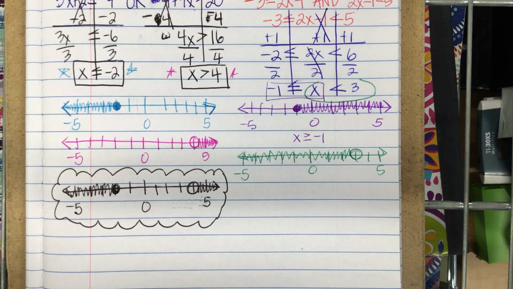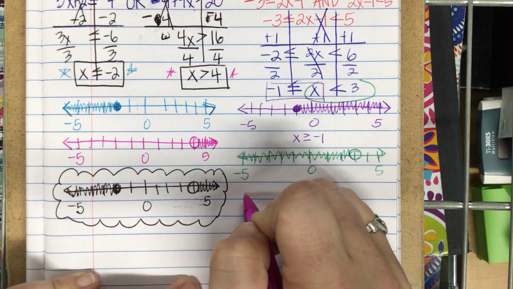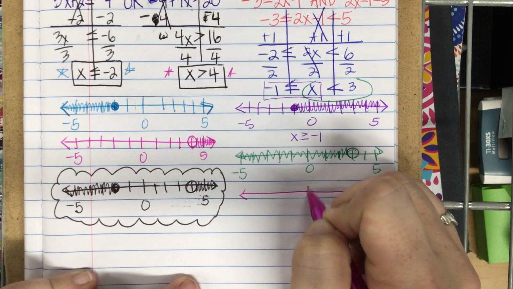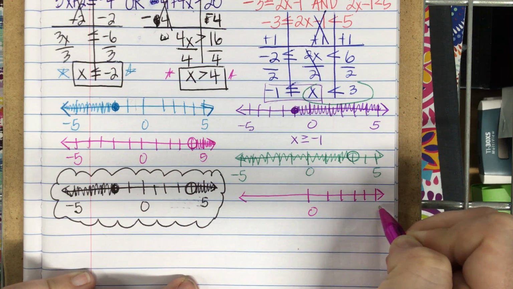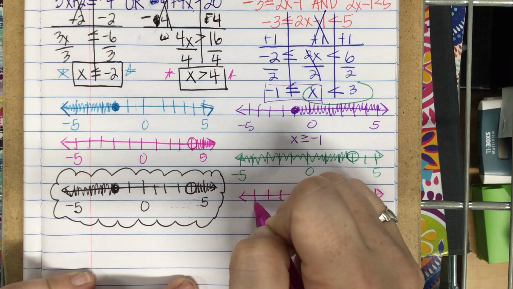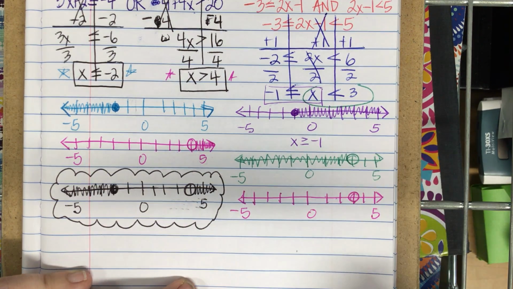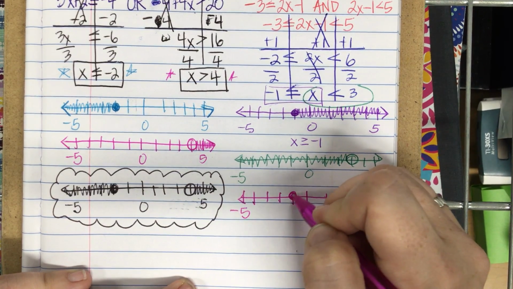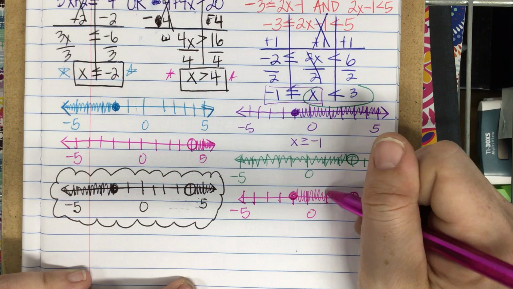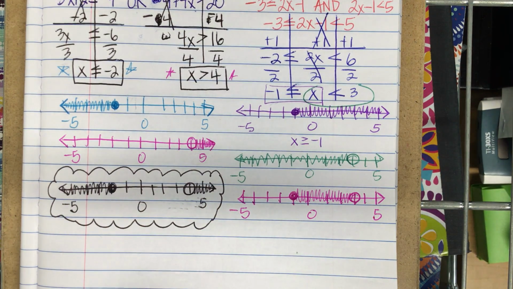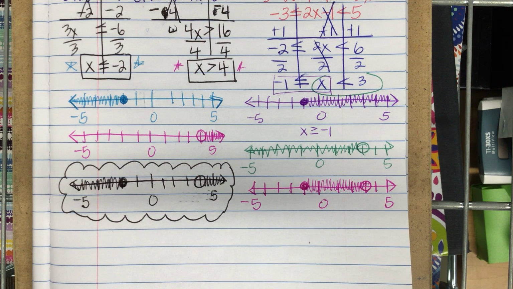So my solution is an open dot at 3, a closed dot at -1, and what's between them. Any number between -1, including -1, and not including 3, any number would work.